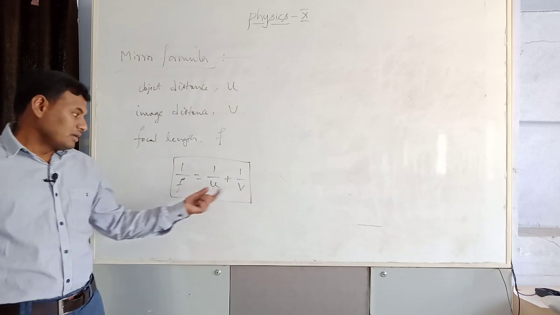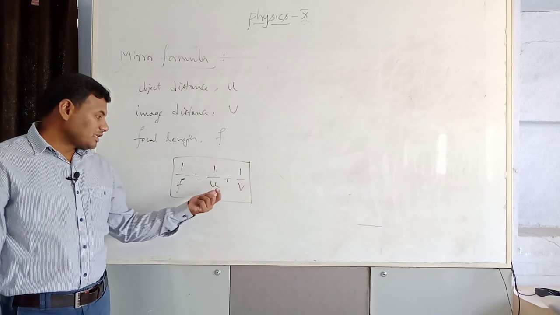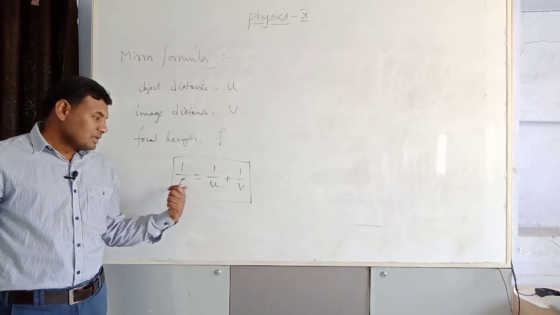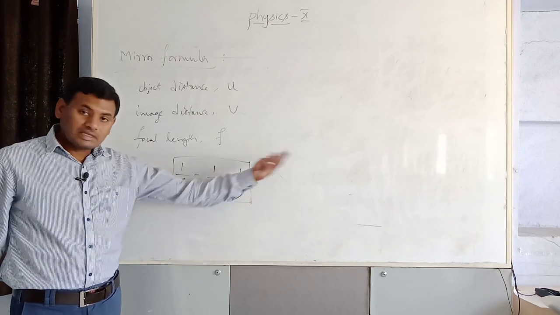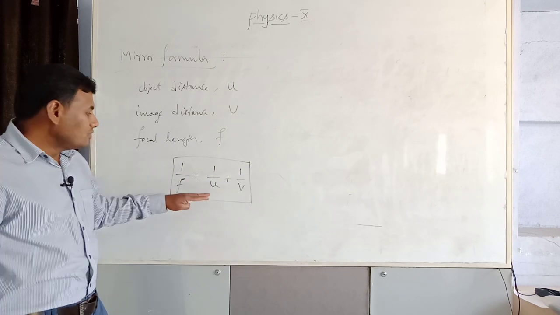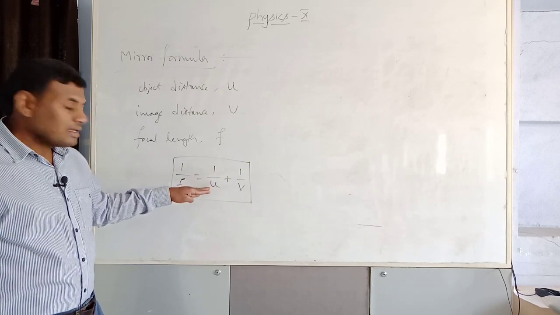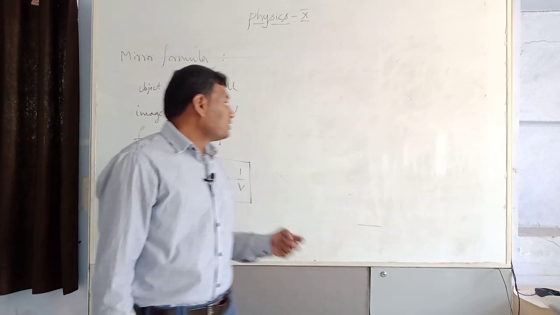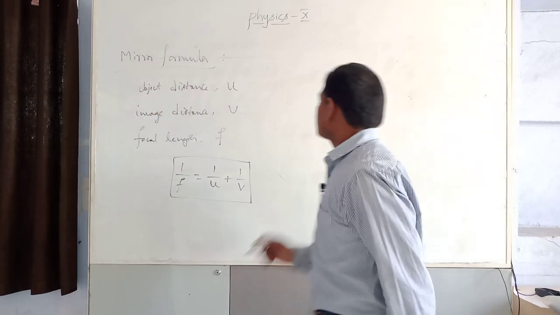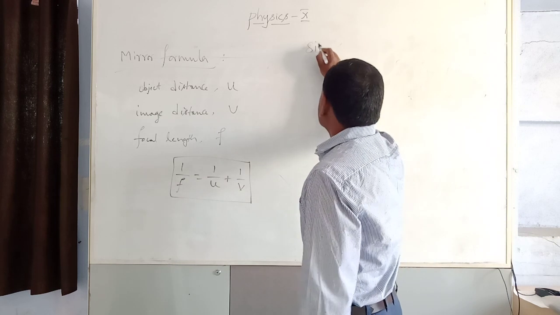So if we know, for example, the object distance and focal length of the mirror, then we can find the distance at which the image will be formed. By using this formula, we have to remember certain rules. We call them sign convention rules or Cartesian rules. Let us see what those rules are.